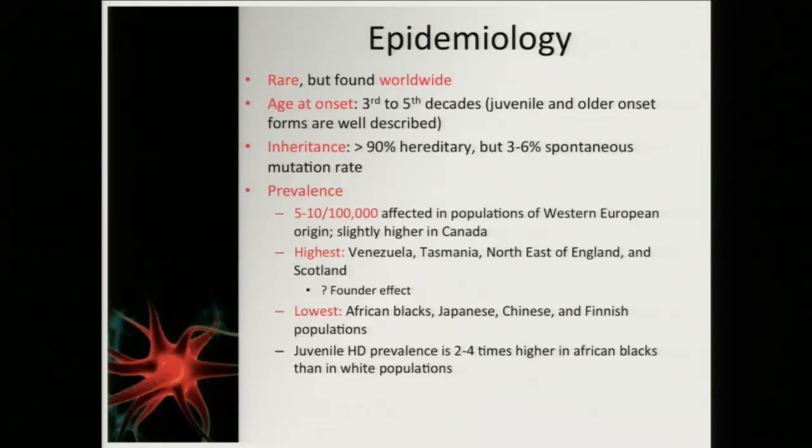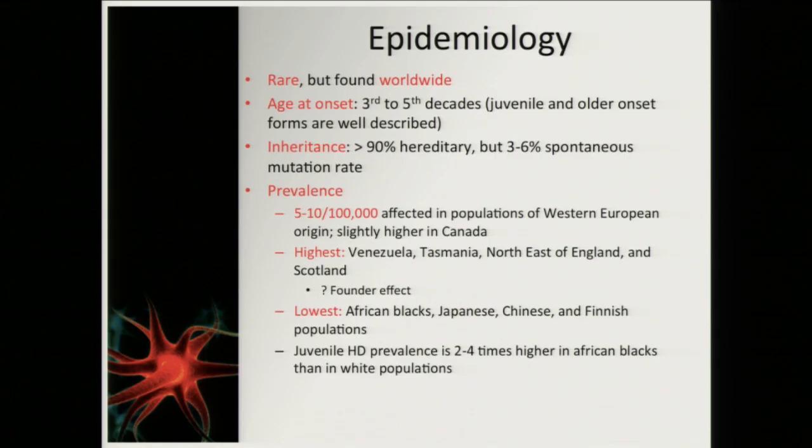The prevalence is only about 5 to 10 in 100,000 people in Western Europe and in Canada, but there are much higher rates in places like we've already talked about, like Venezuela, also in Tasmania, the northeast of England, and in Scotland. Maybe it's a founder effect. In some of these areas, we think perhaps somebody carrying the gene traveled to that area, and that's how the hotspot was created. And then people in that area maybe didn't travel very much outside.